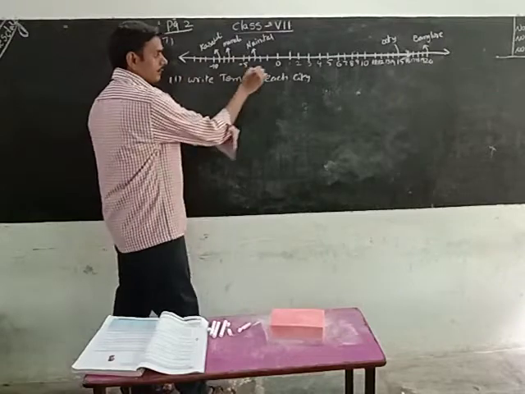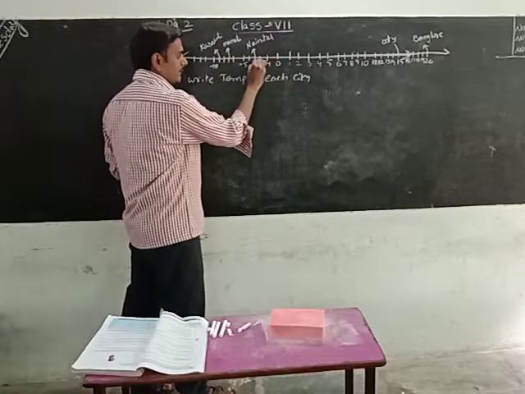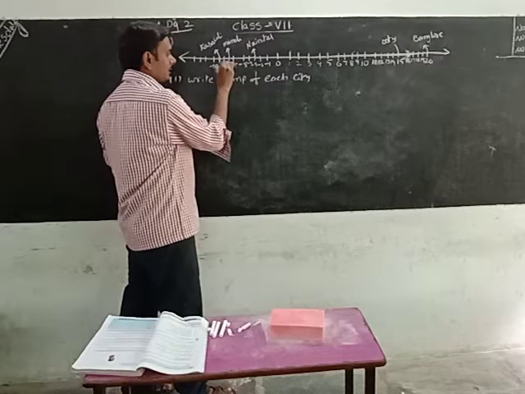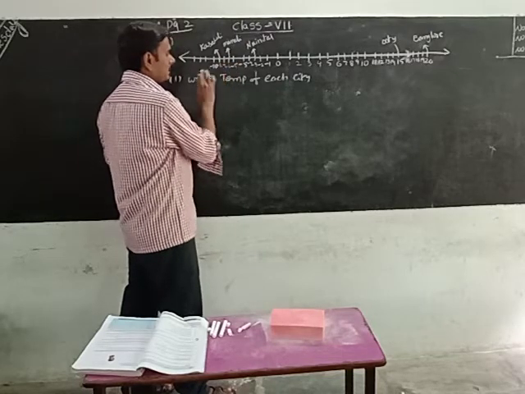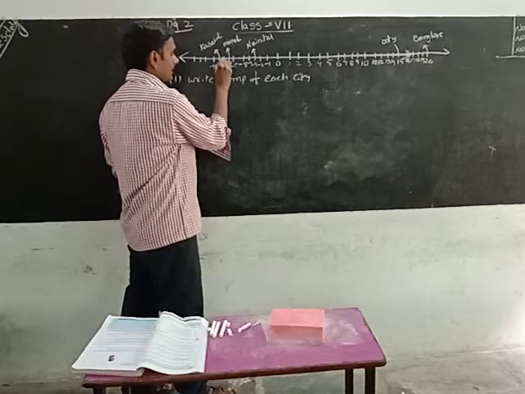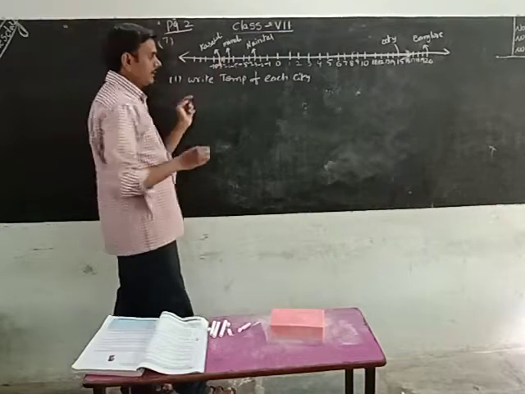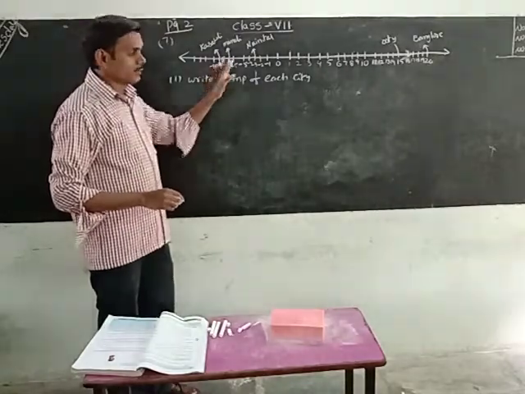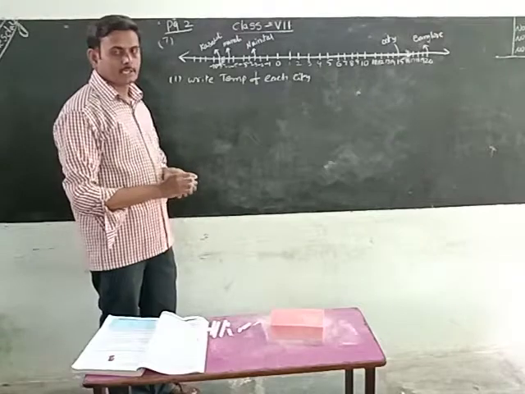Okay, this side also we have it. -1, -2, -3, -4, -5, -6, -7, -8, -9. Okay, the cursor is located at -9. Okay, now we can identify each city's temperature.